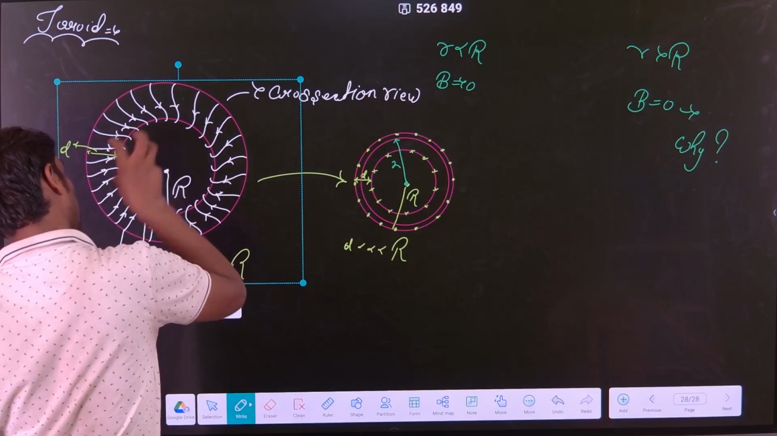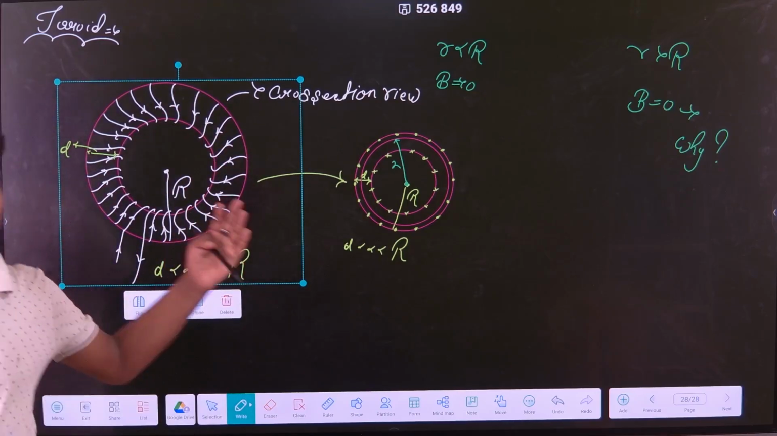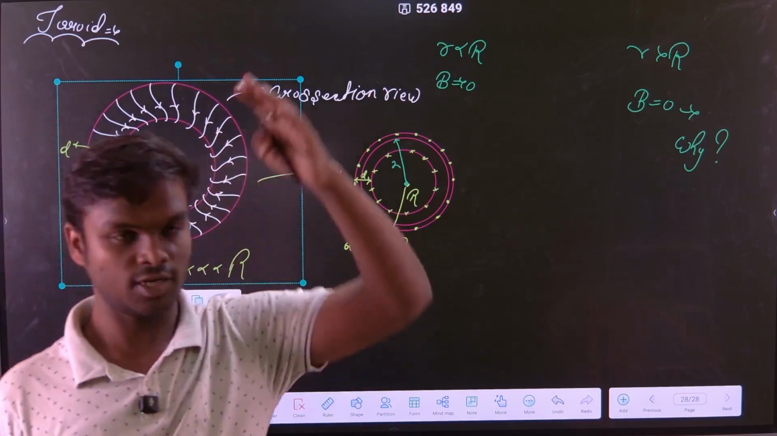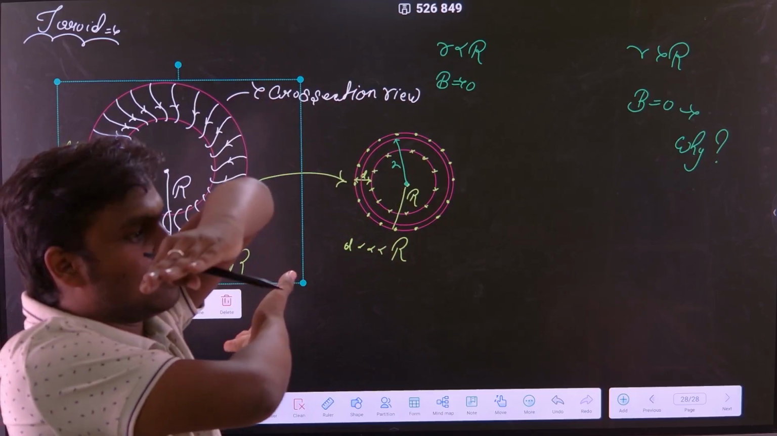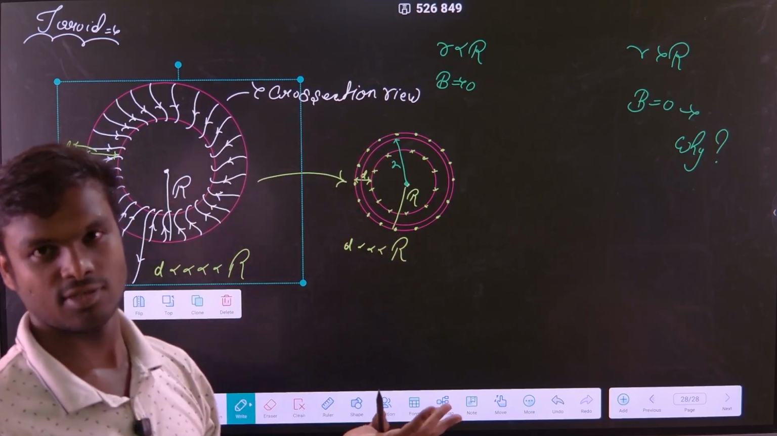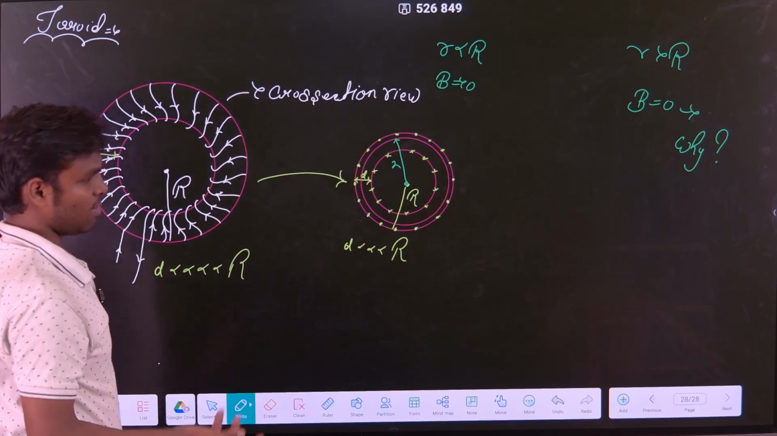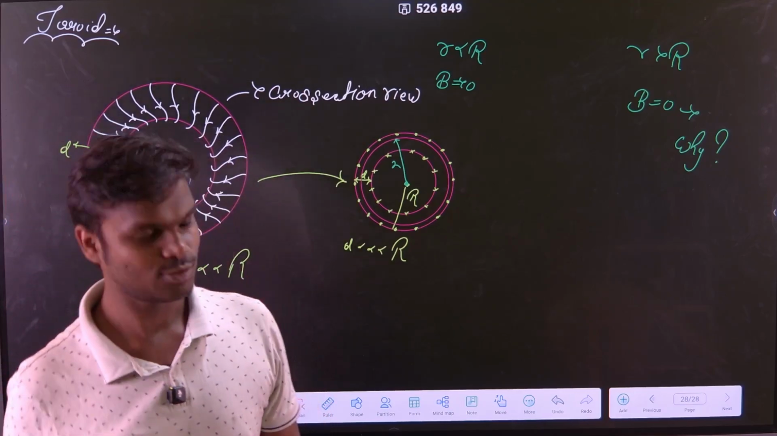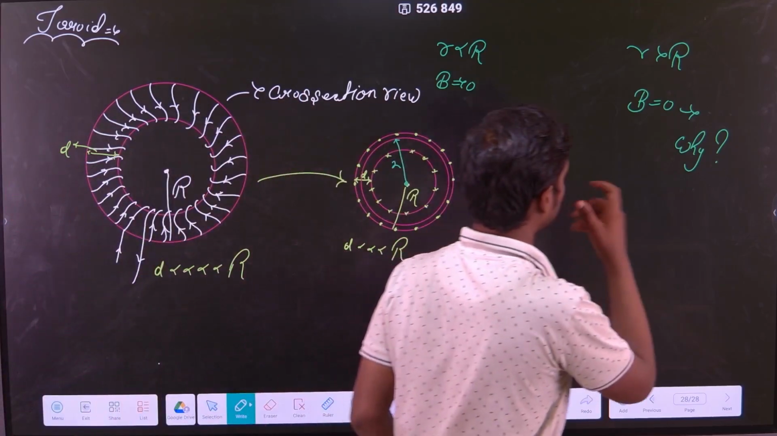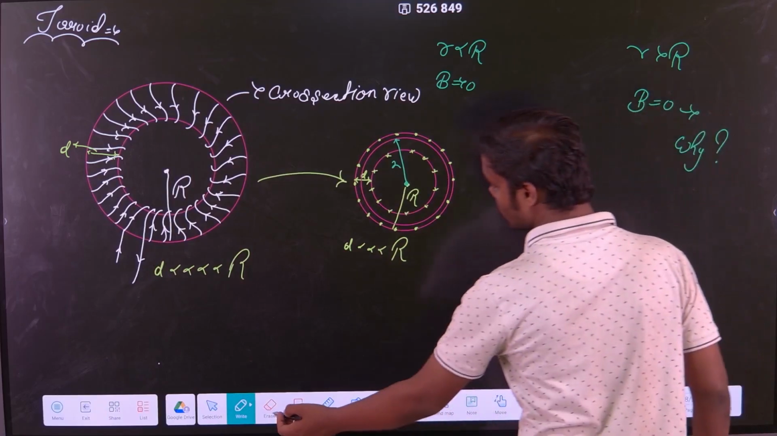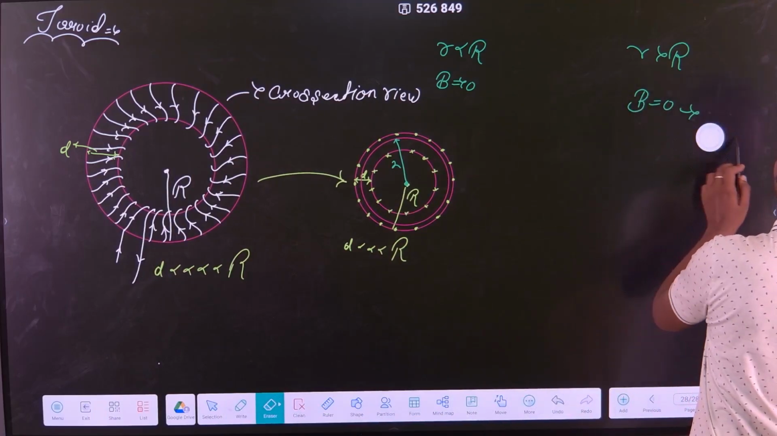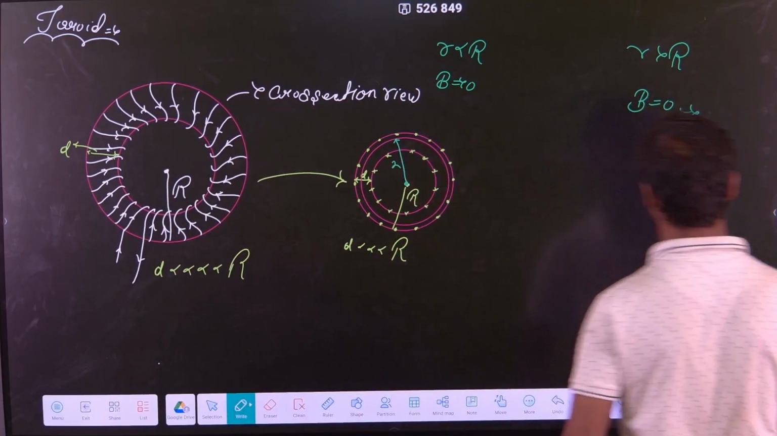What is the total current inside this loop? See, I current is coming outward, and I current is also going inside. So what is the total current? 0. The total inside current is 0. So obviously the magnetic field will be 0 outside also. So just that is what I am saying. That is the reason for this. Why? Because the total incoming current and total outgoing current will be 0.